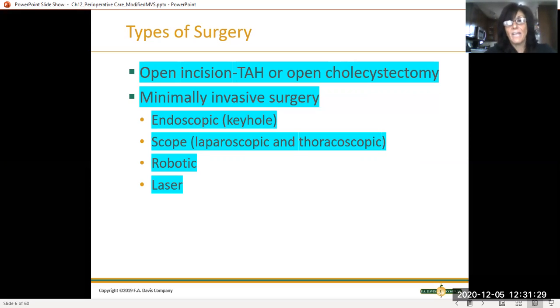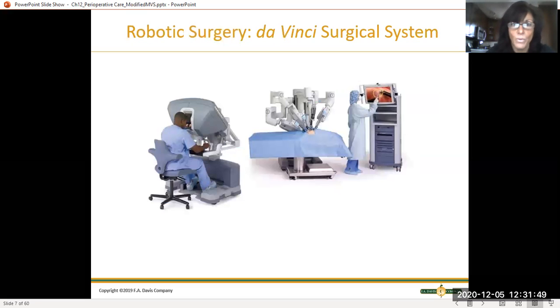And now we have things like the Da Vinci, which is a robotic type of surgical procedure, less invasive. And then there are laser surgical procedures. All of those, when you compare them to open procedures, because they're less invasive, they usually have a quicker healing time. And there are fewer potential complications associated with those. That's kind of just a picture of a robotic surgical suite. So the surgeon sits in a chair and is actually, they put their hands inside these robot-like hands.